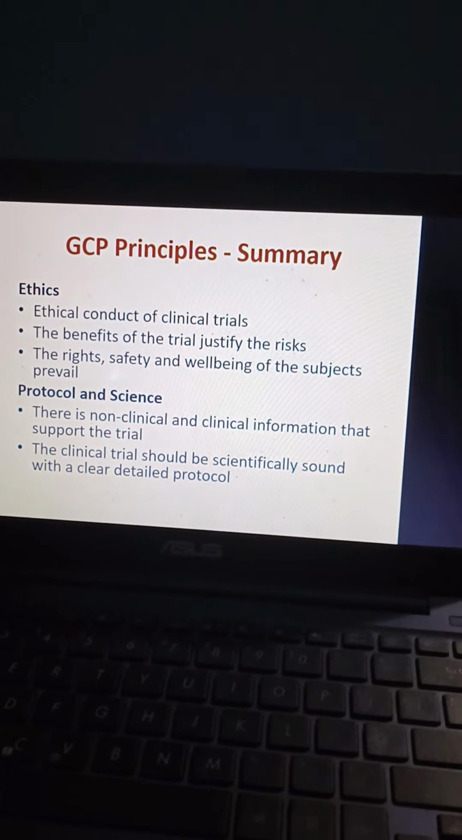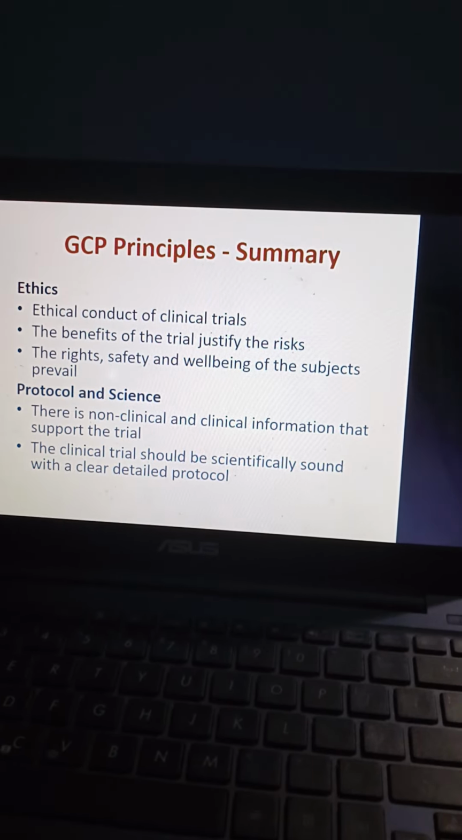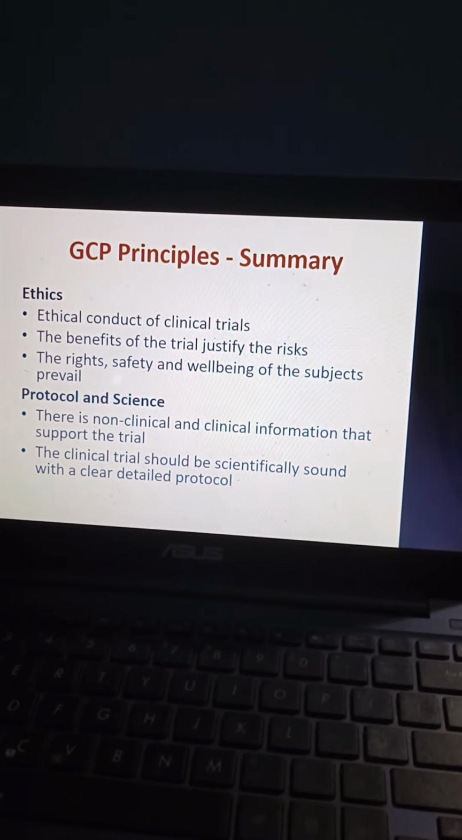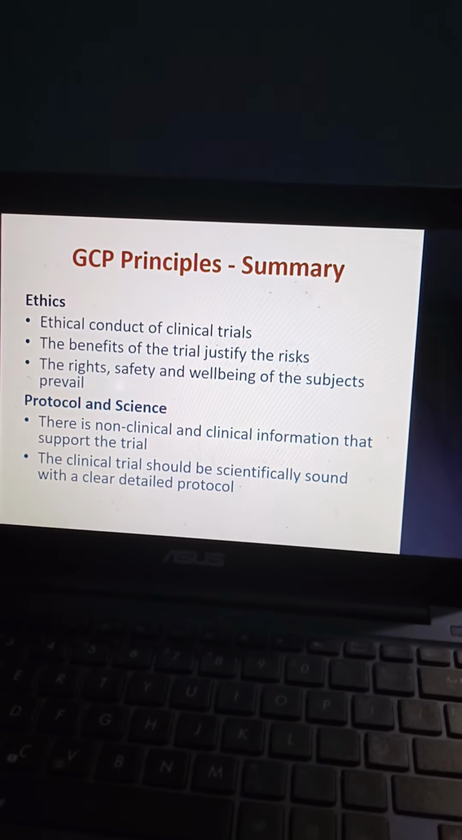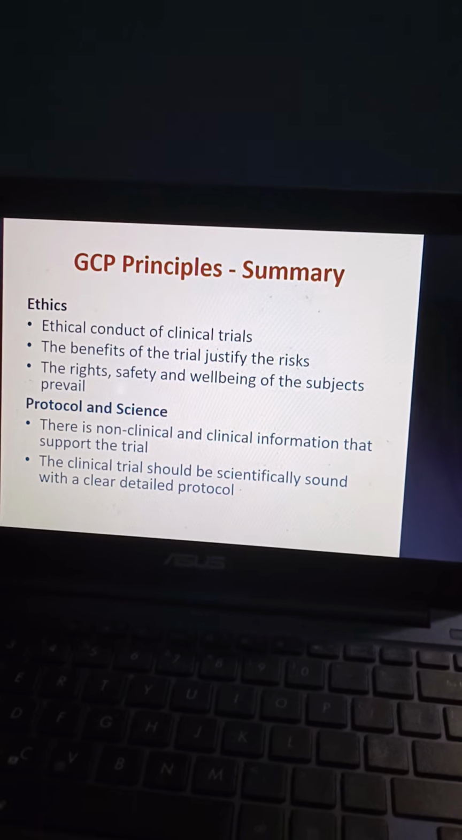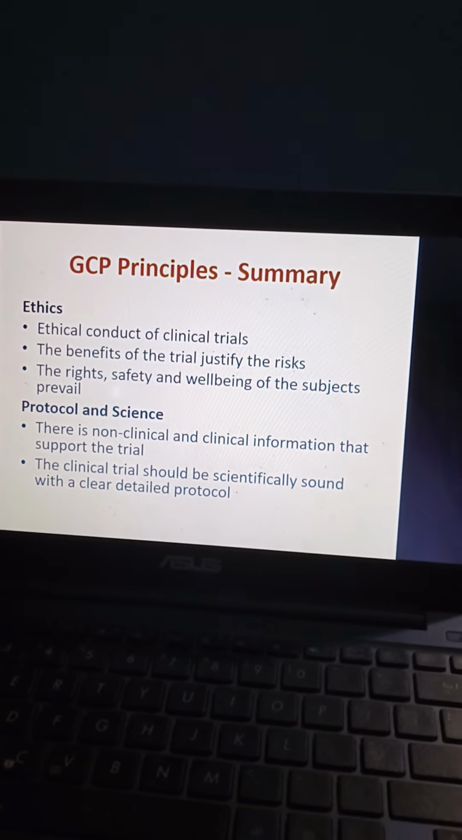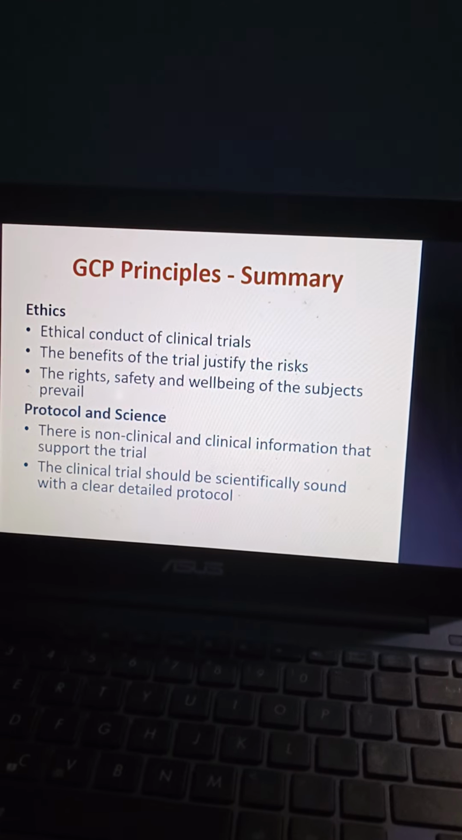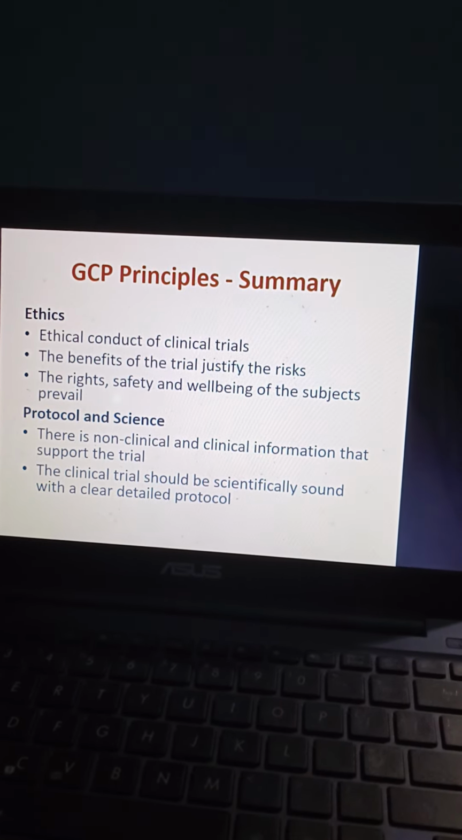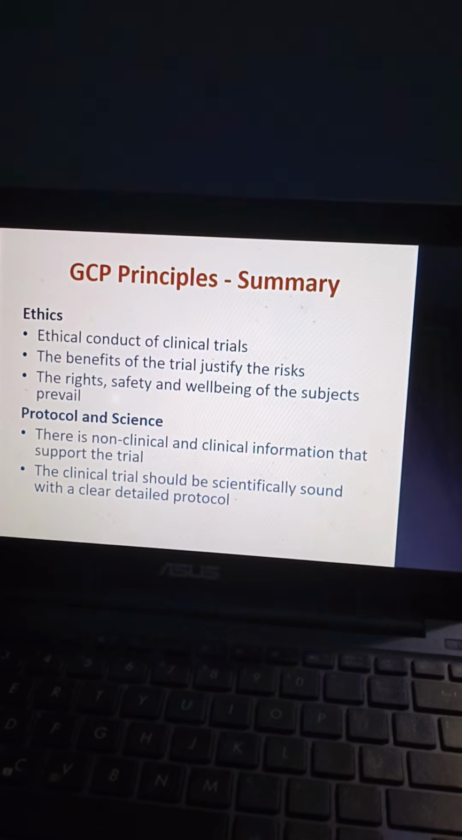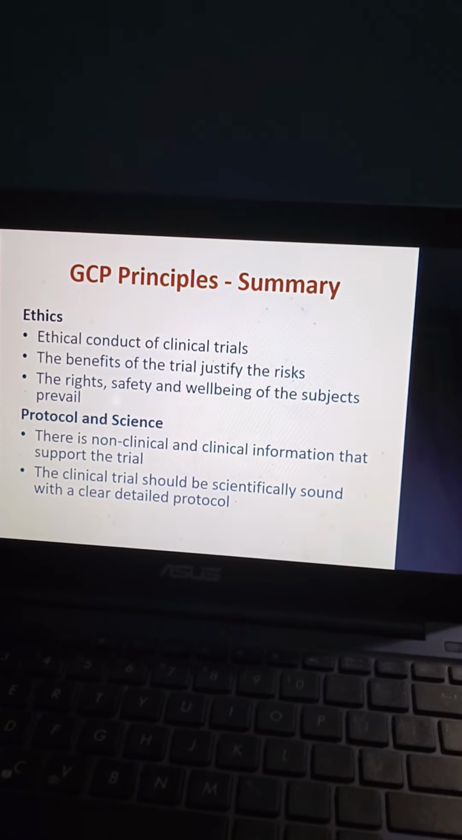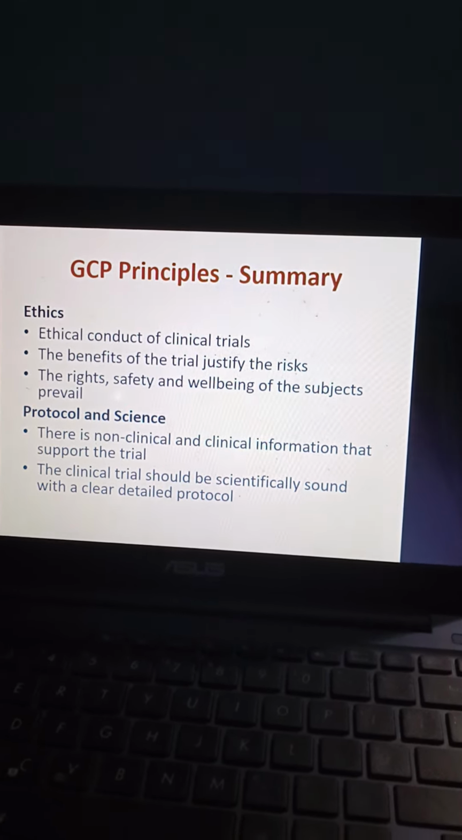Then coming to GCP principles summary. Ethics, ethical conduct of clinical trials. The benefits of the trials justify the risks. The rights and safety and well-being of the subjects prevail. Protocol and science. There is non-clinical and clinical information that support the trial. The clinical trial should be scientifically sound with a clear, detailed protocol.